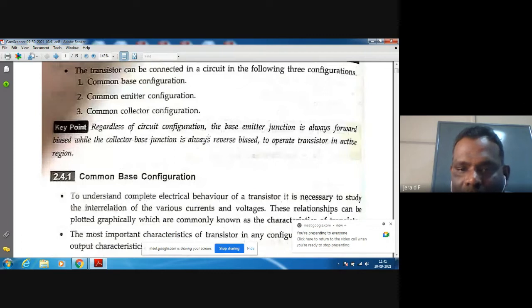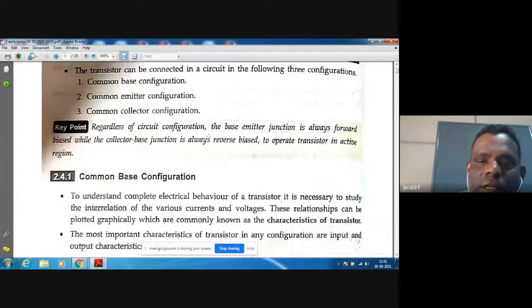So the base emitter junction is always forward biased. We already discussed that in the last class. Any transistor can be used as an NPN transistor as well as a PNP transistor.